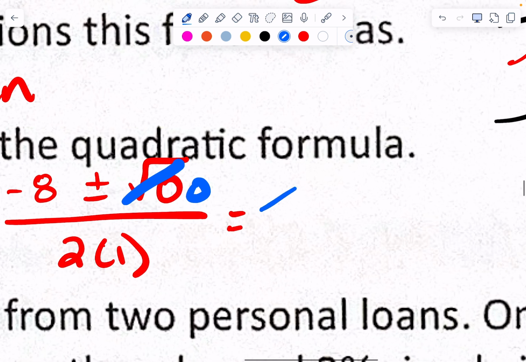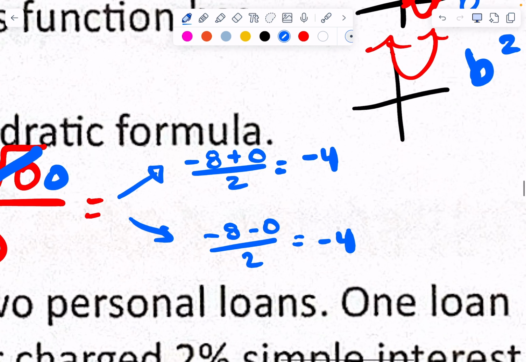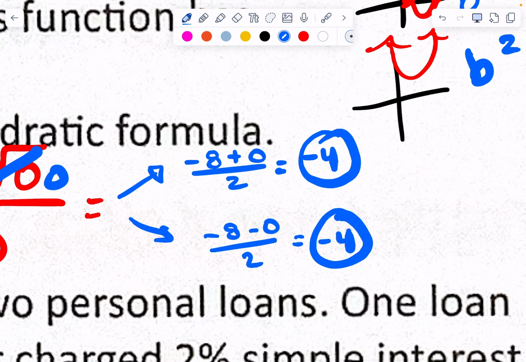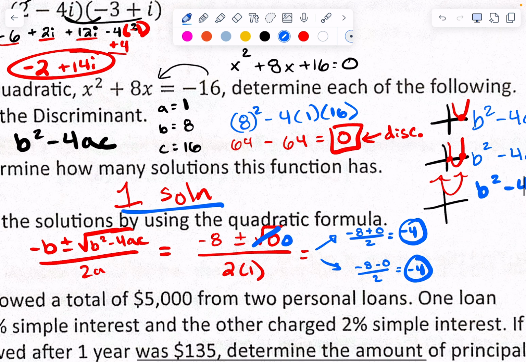So we really have 2 things going on here. We have negative 8 plus 0 divided by 2, and we have negative 8 minus 0 divided by 2. This divided by 2 is negative 4. This divided by 2 is negative 4. But since they are both the same number, that again confirms that I have one solution. Boom.